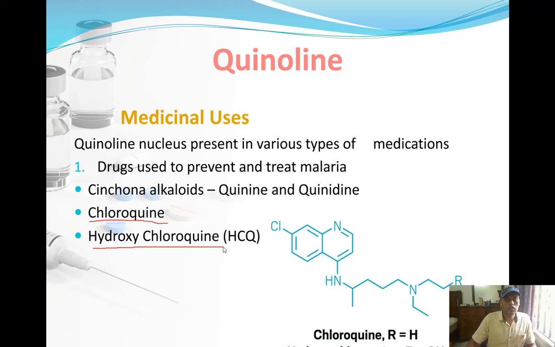hydroxychloroquine. This drug is very popular now. It's used in the treatment of COVID-19. You have heard of this a lot nowadays, that hydroxychloroquine, which is actually manufactured in India by IPCA Laboratories, is used in COVID-19.